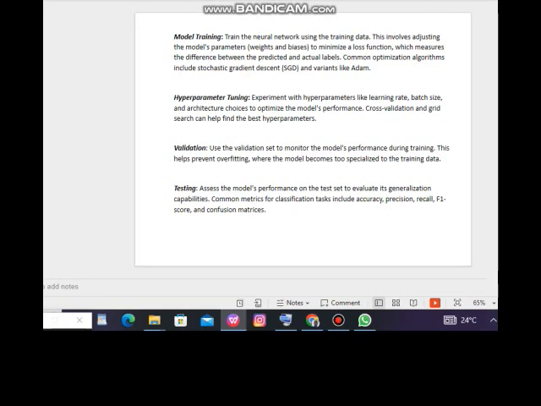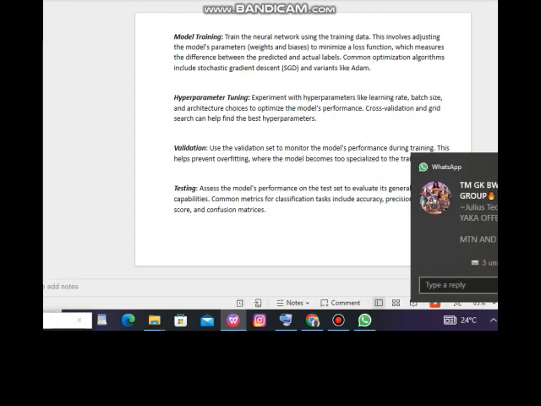Also, you have hyperparameter tuning. You have to experiment with hyperparameters like learning rate, batch size, and architecture choices to optimize the model's performance. Cross-validation and grid search can help with finding the best hyperparameters. Another task is validation. Use the validation set to monitor the model's performance during training. This helps prevent overfitting, where the model becomes too specialized to the training data.